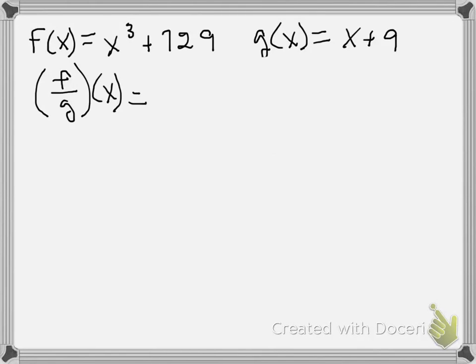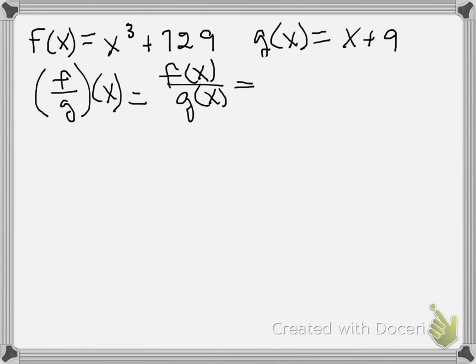We have a problem in our function notation where we've got two functions, f of x and g of x, and we're told to find f divided by g of x. So f of x is x cubed plus 729, and g of x is x plus 9. So f divided by g of x would be the same thing as f of x divided by g of x.